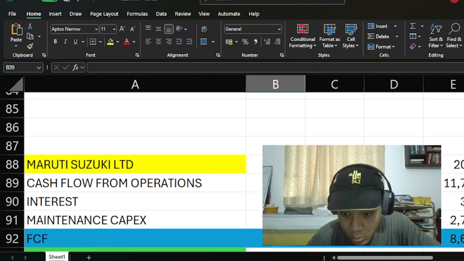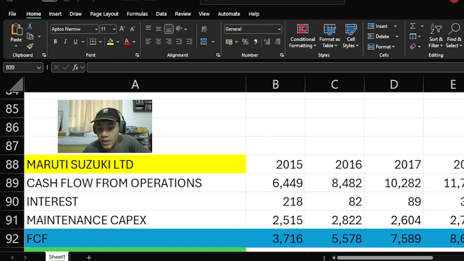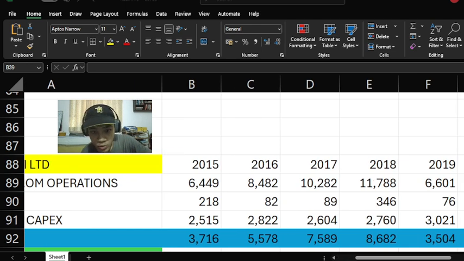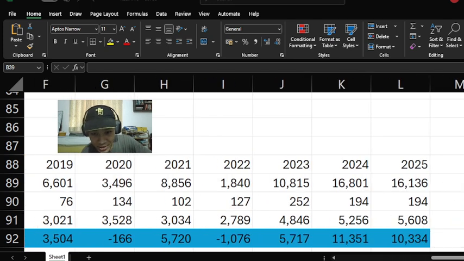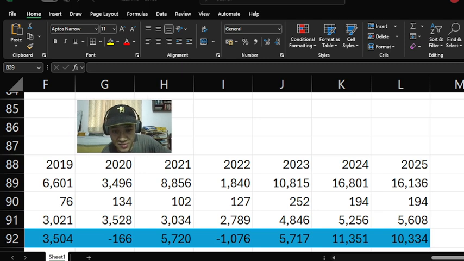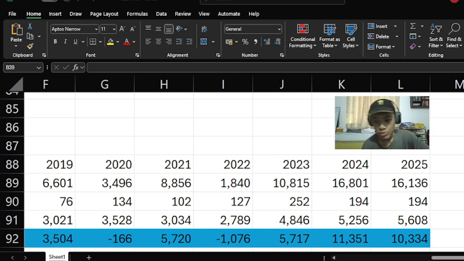Maruti Suzuki. Okay, Maruti Suzuki. Interesting. 3,716 crores 2015, 7,500 crores in 2017, 2018, 8,600 crores, and a massive drop, 2020 minus 136, 166. In 2021, a resurgence, 5,700 crores, 2022, 1,000 negative crores, last 3 years positive. 2024 reached a peak of 11,351 crores, and 2025, 10,334 crores of free cash flow.